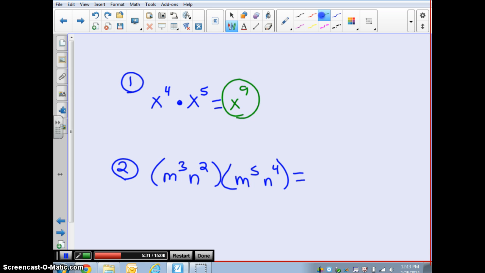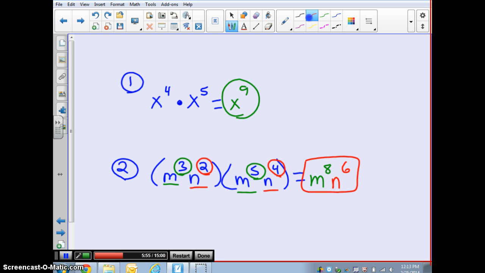Okay, so we have two different bases here. I've got some m's. I have m to the third and m to the fifth. So if I write down that base, I'll add its exponents, 3 plus 5, and get 8. We also have n squared and n to the fourth, so I write down my n and add the exponents. 2 plus 4 is 6. So my final answer would be m to the 8th, n to the 6th.